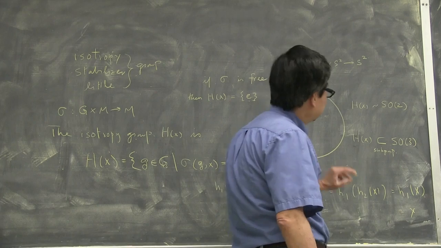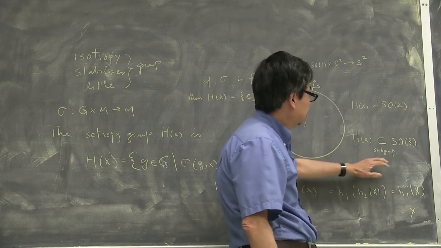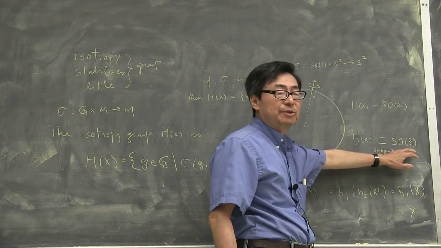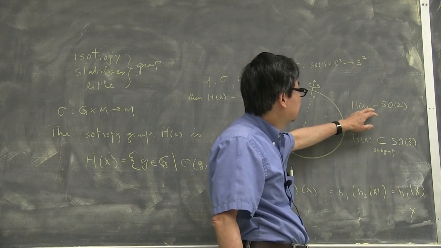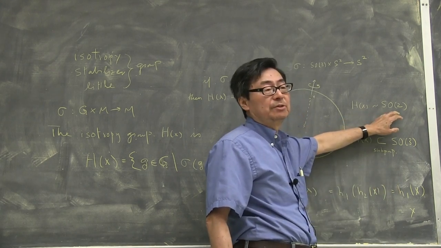So any isotropy group, and there are infinitely many here, okay? Each one is a subgroup of SO3, and each one is isomorphic to SO2.